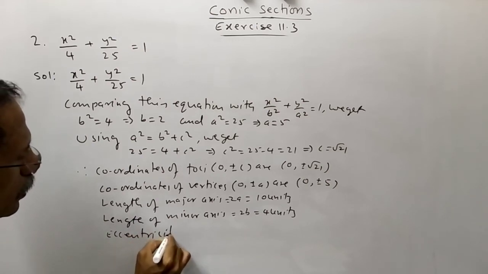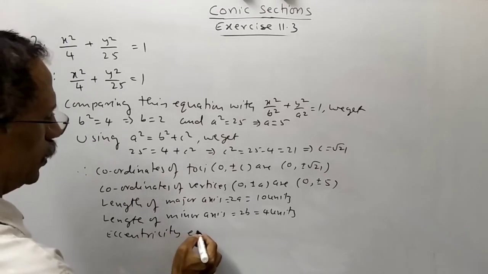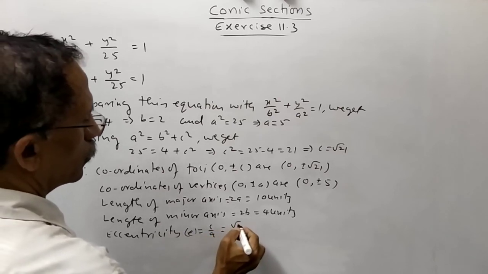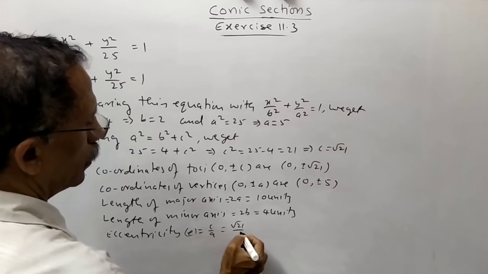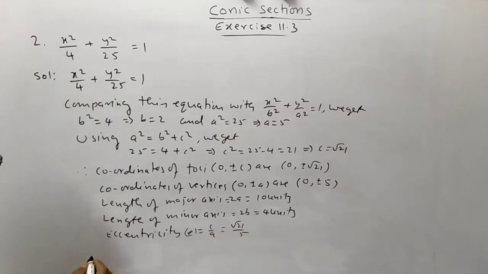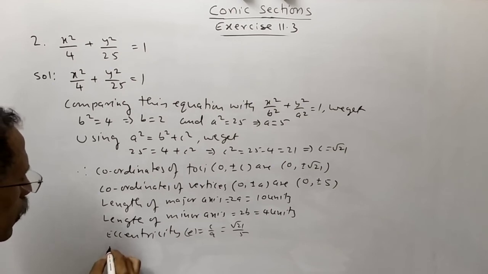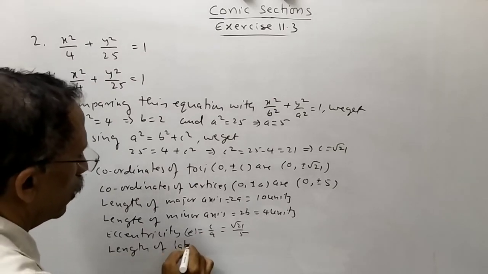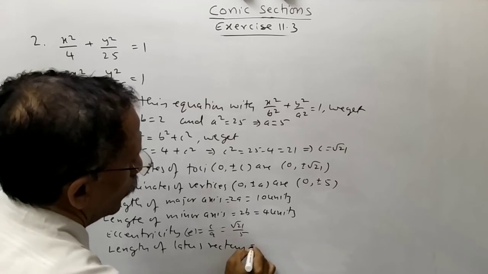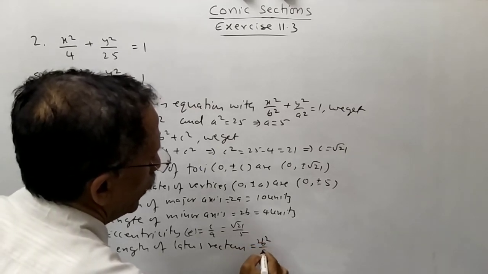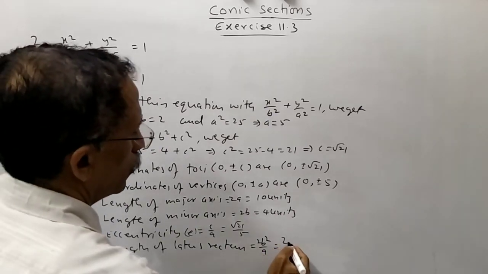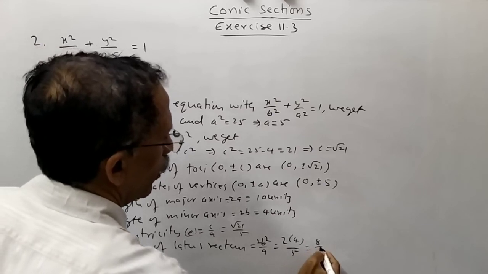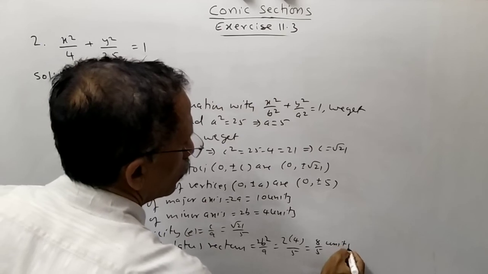Eccentricity e is equal to c by a is equal to square root of 21 divided by 5, and length of latus rectum is equal to 2b square by a is equal to 2 into 4 divided by 5 is equal to 8 by 5 units.